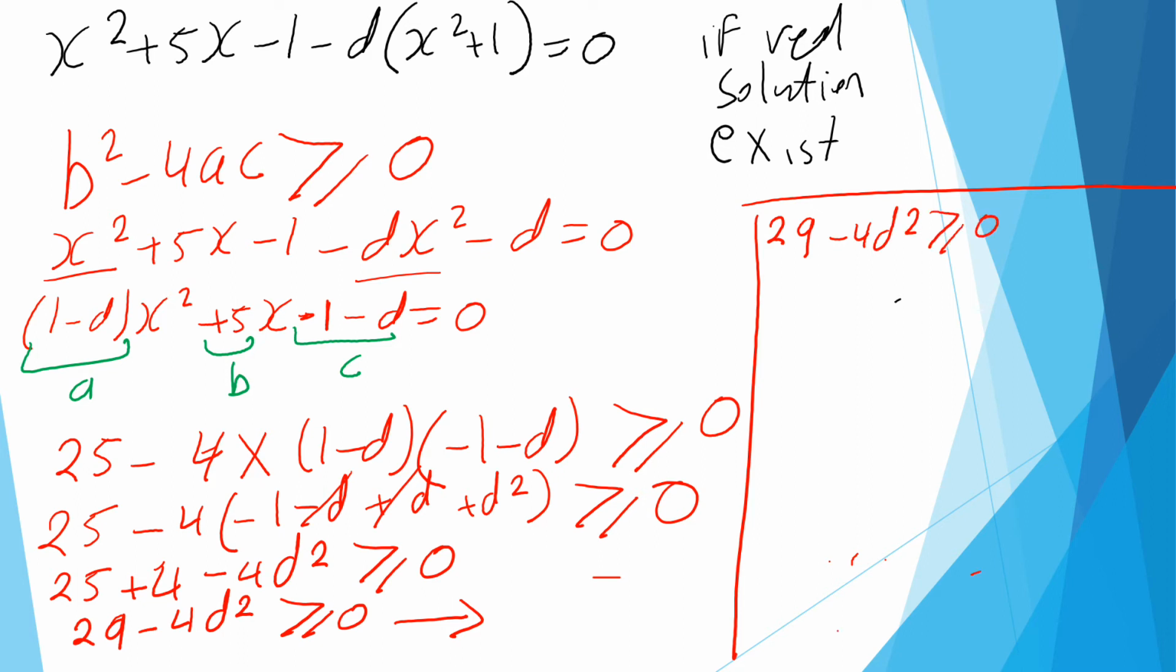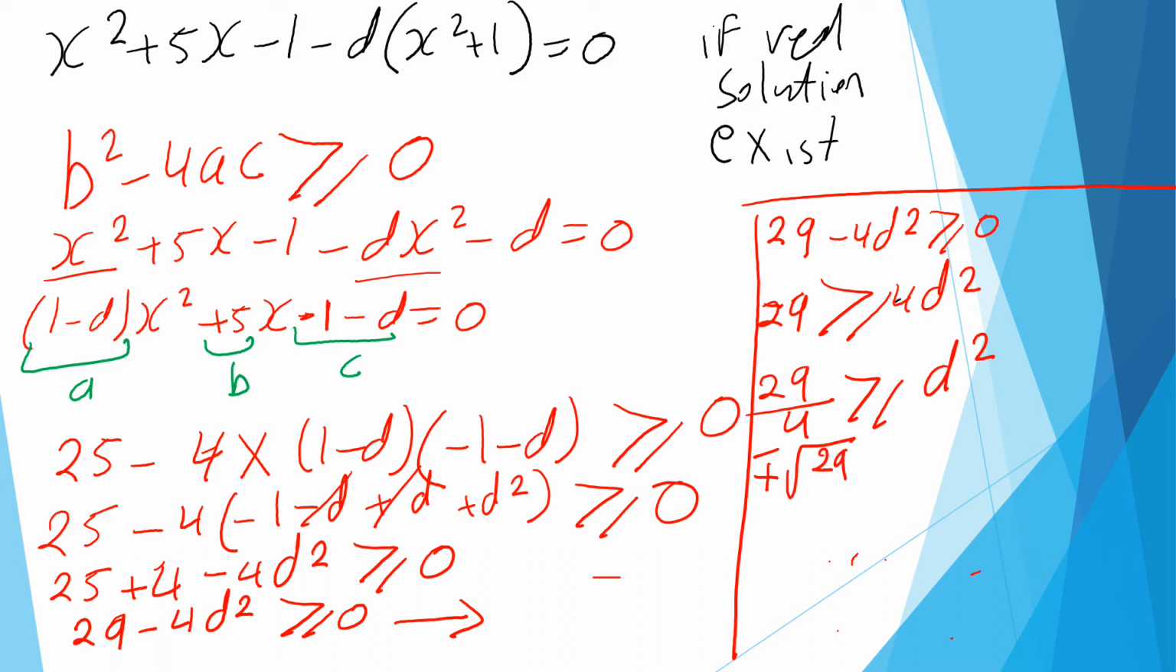Now rearrange. I've got negative, so I'm going to leave the 29 on this side and then the 4d squared over there. And now divide by 4. So d squared is less than or equal to 29 over 4, so d is positive, negative square root of 29 over 4. That's d. Now, it's a quadratic, so we've got two values, so we'll have to find the range of values. So I'm going to do my number line over here.